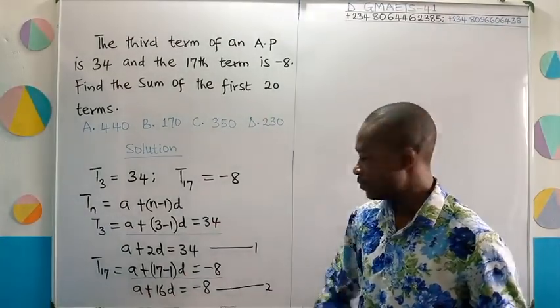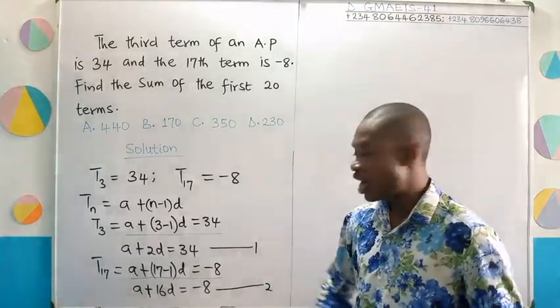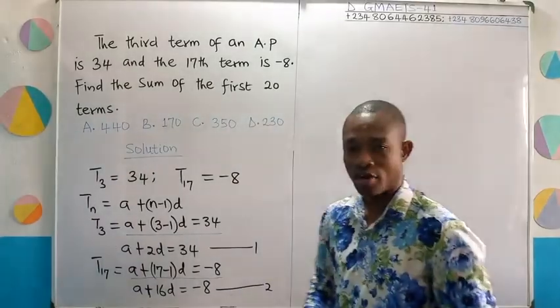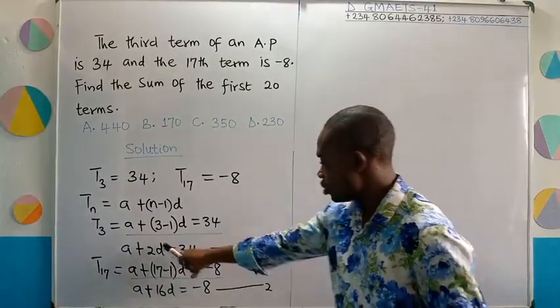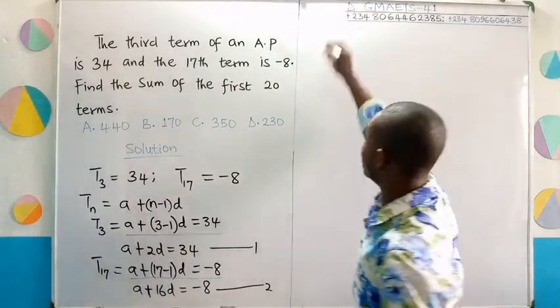Okay, let's do that. I want to do equation 1 minus equation 2. If you work on that, A minus A goes off to 0, so you've eliminated that. 2D minus 16D would give us minus 14D.